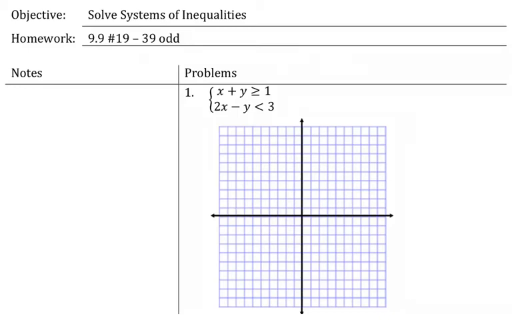So today we're going to talk about solving systems of inequalities. Now for a lot of you this will feel pretty much like review. That's great. We've done a lot of new things in chapter 9. It's alright if something feels like review.